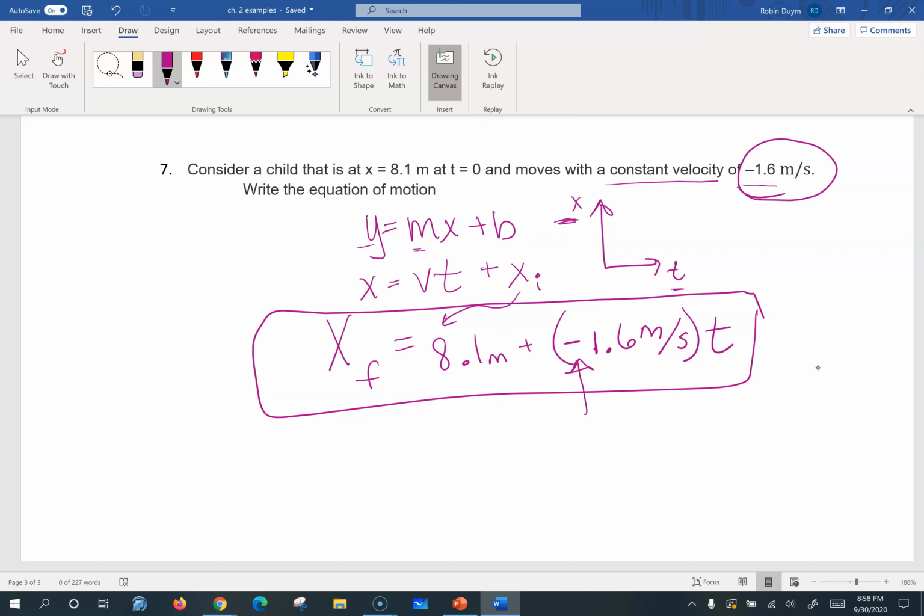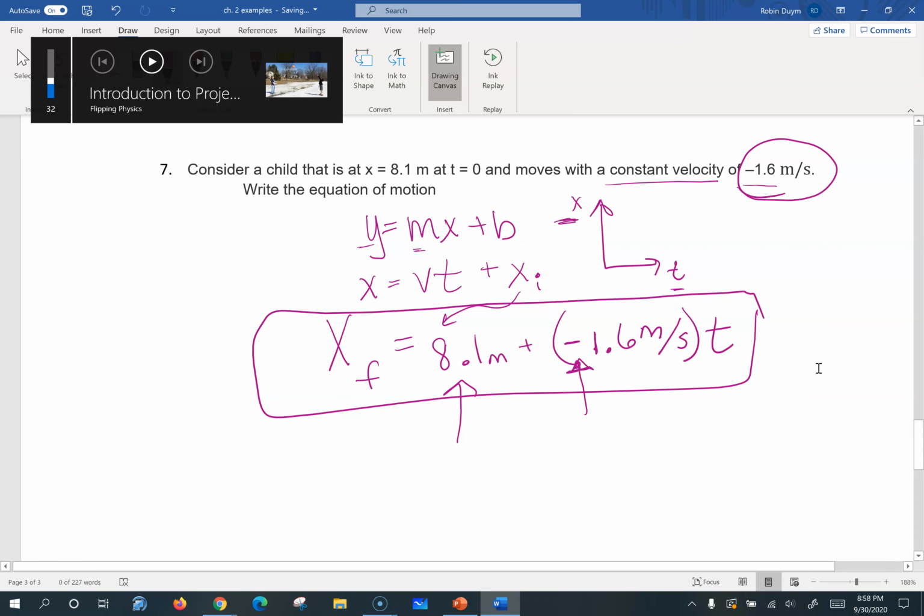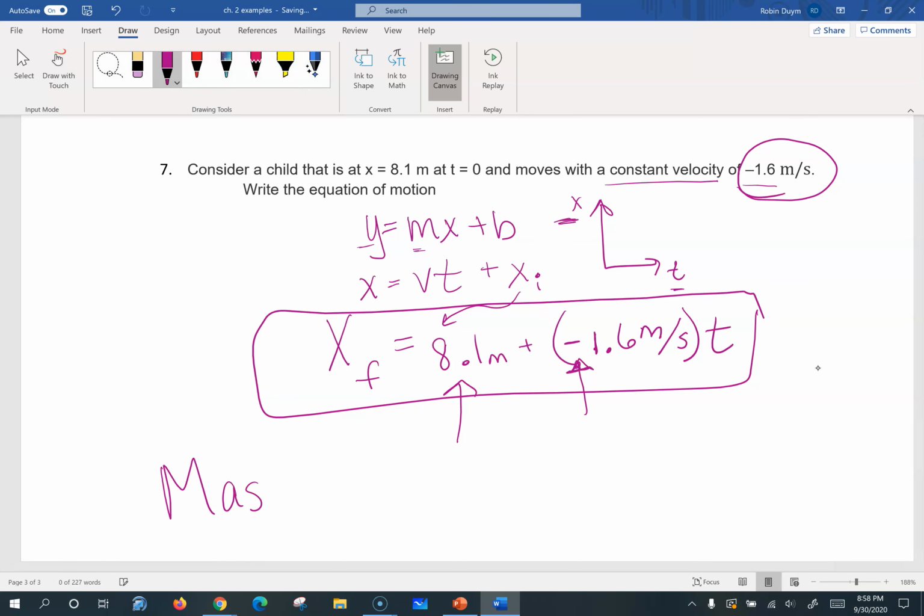What does this tell you? It says he's moving to the left. This tells you they started 8.1 ahead of some origin place. And that's it.